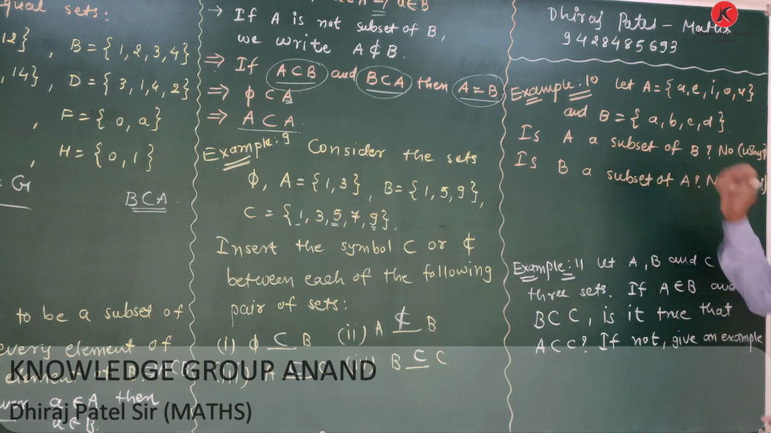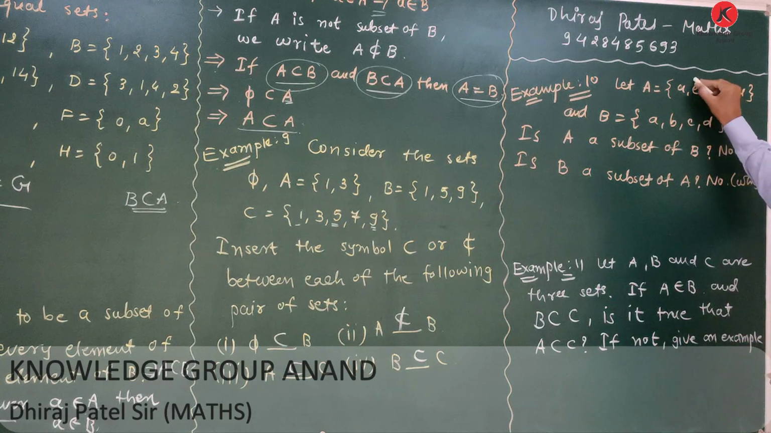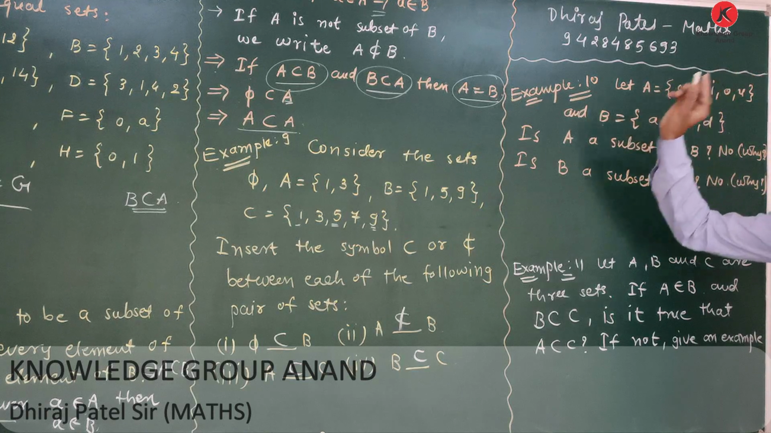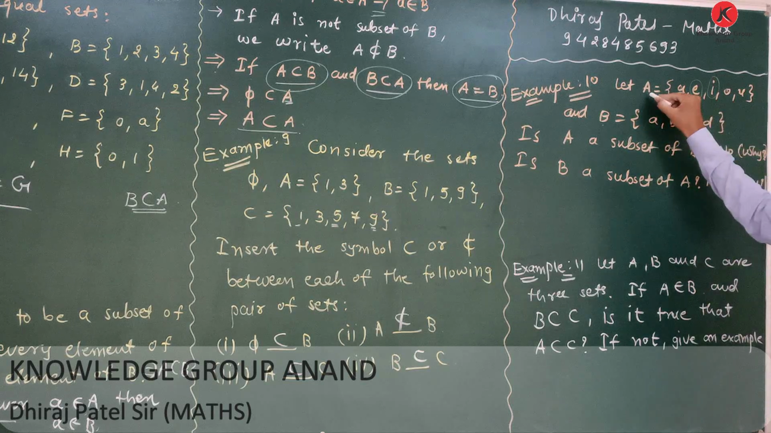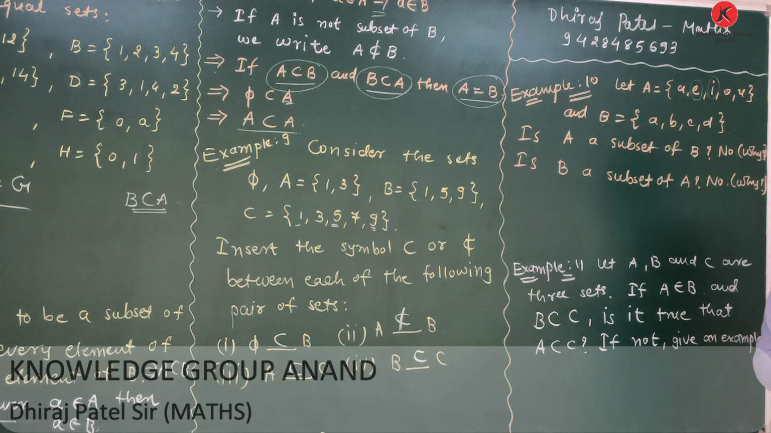Is A a subset of B? So we know that A is not a subset of B. Why? Because E belongs to A but does not belong to B. As well, you can use this element also: I belongs to A but not in B. So you can give the reason.